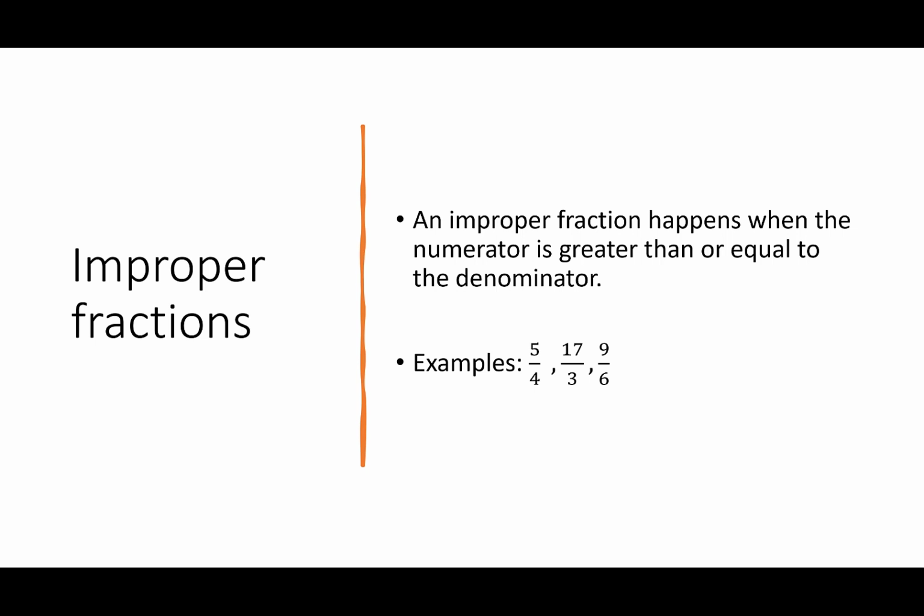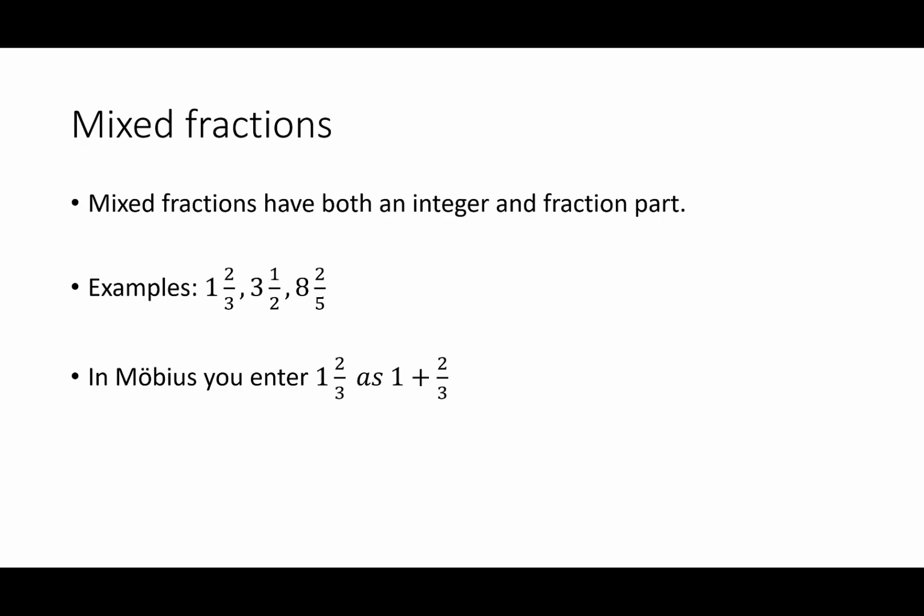So improper fractions happen when the numerator is greater than or equal to the denominator. So like 5 over 4, 17 over 3, 9 over 6. So anytime the top is greater than or equal to the bottom, we could write this a little different. So what we'll turn it into is a mixed number or a mixed fraction, which means you'll have an integer part and also a fraction part, like 1 2/3 or 3 1/2, 8 2/5.